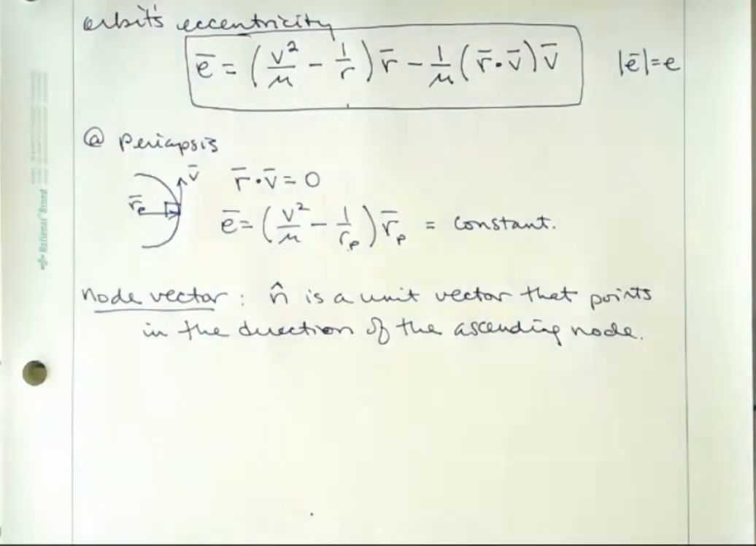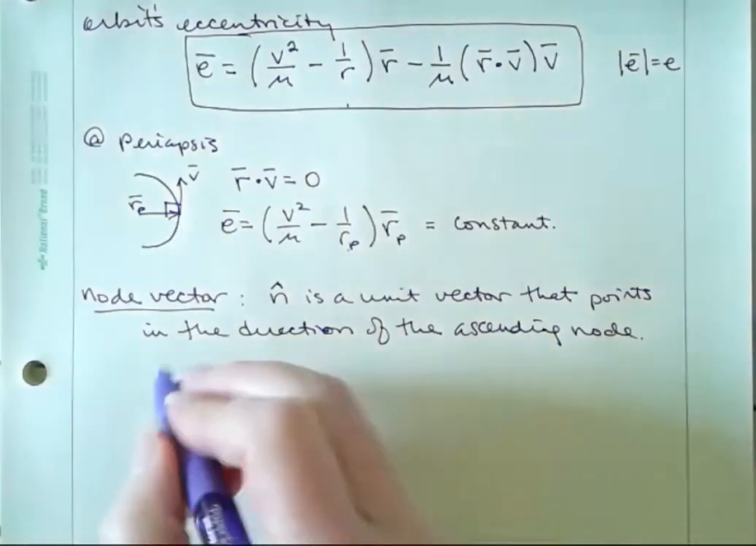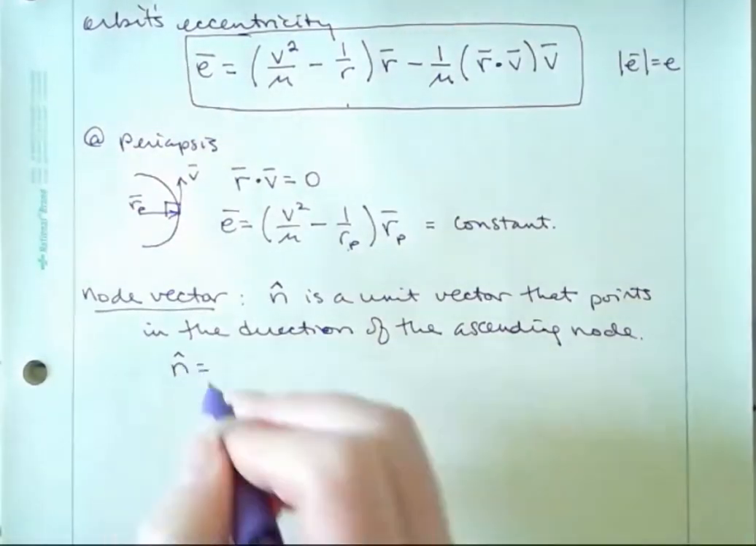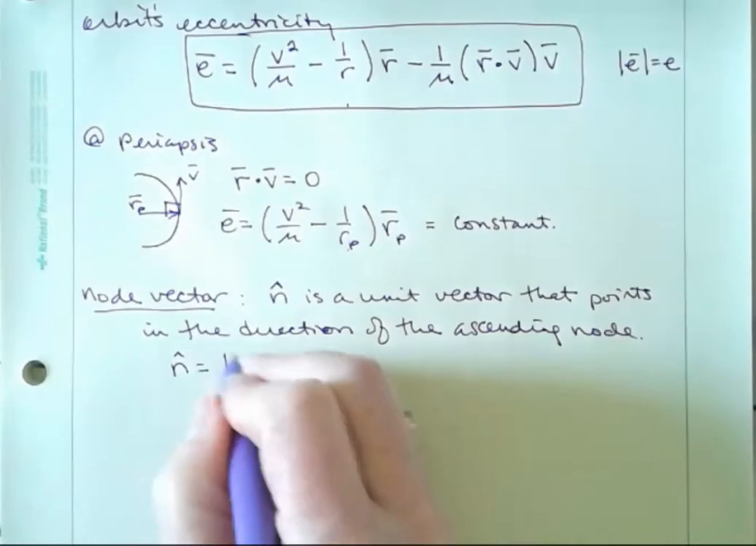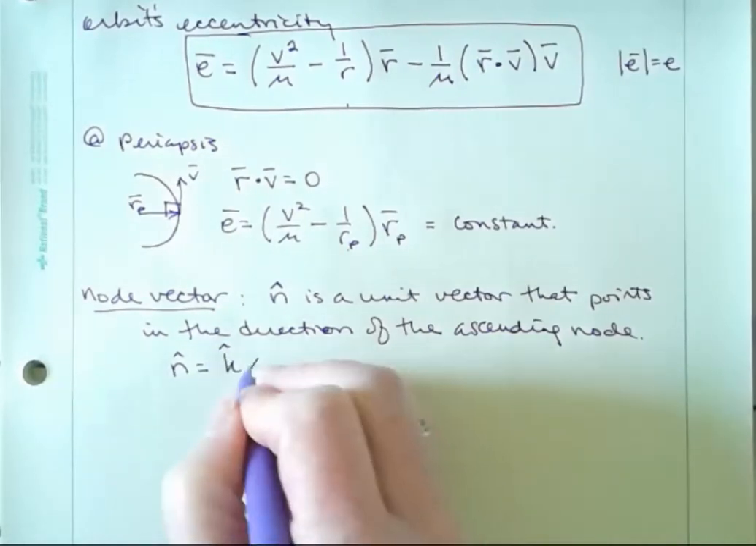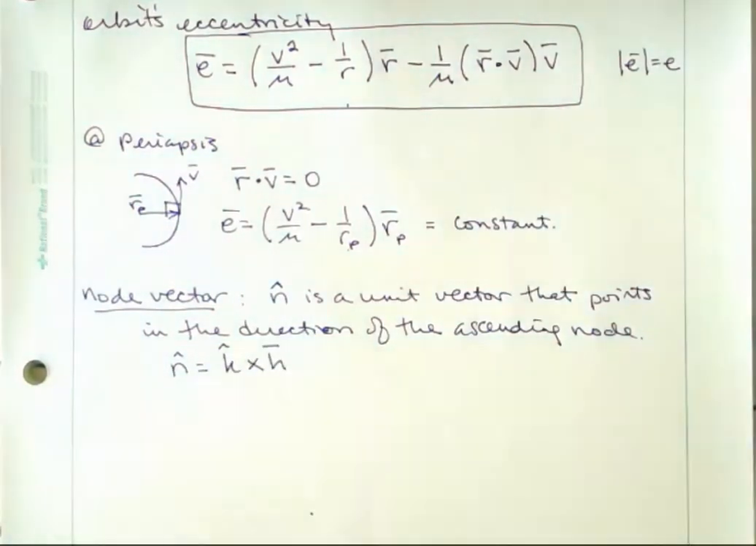So just like you saw in the picture, it just lies on that dashed line and it points towards the ascending node. So it's just a unit vector. And mathematically, we can define n as the unit vector k crossed with the angular momentum vector h. Right, so it's just that cross product.